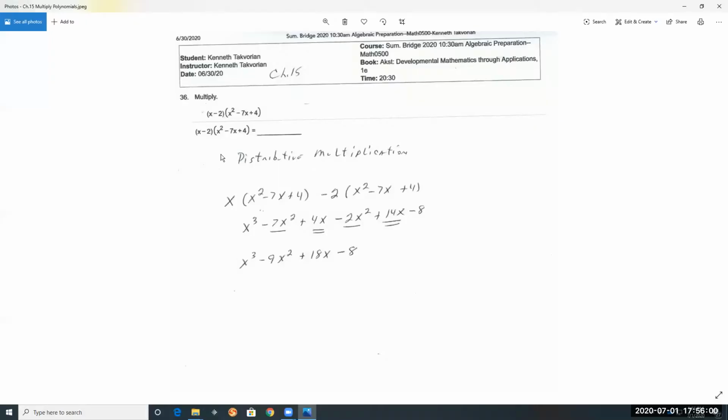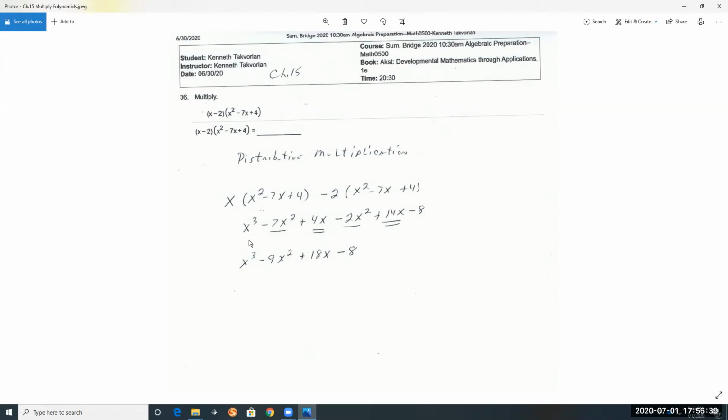The next problem is a multiplication of a binomial and a trinomial, or polynomial multiplication. We like to use the distributive property of multiplication. So we're going to take the x from the binomial and multiply it times all three terms of the trinomial. Then we take minus 2 from the binomial times all three terms of the trinomial. Further distribution, we get x cubed minus 7x squared plus 4x minus 2x squared plus 14x minus 8.